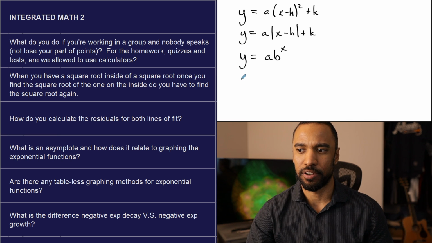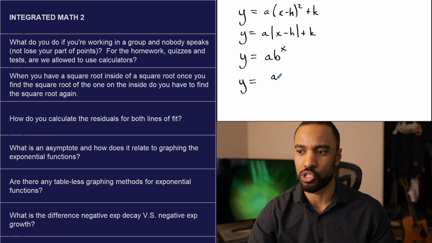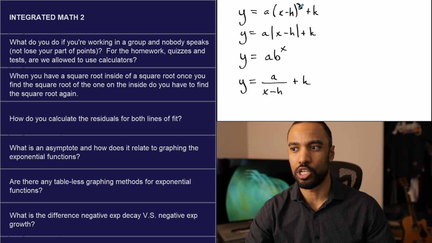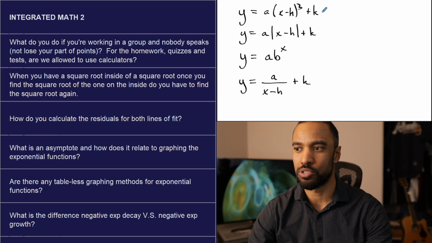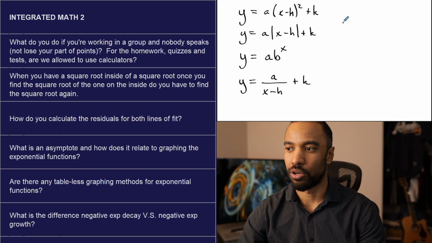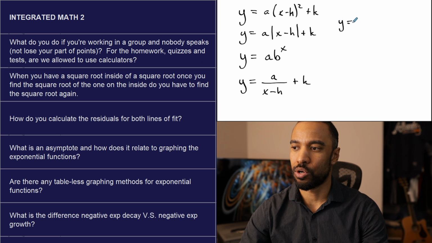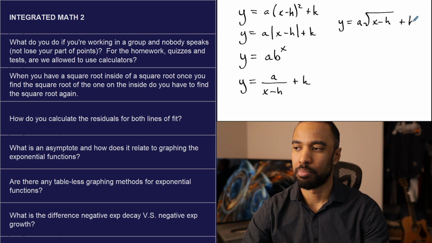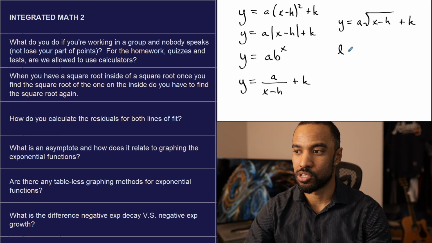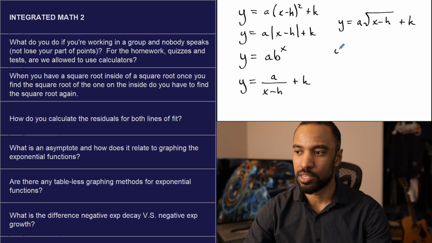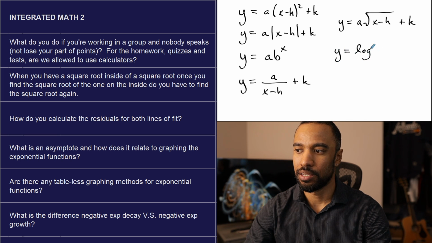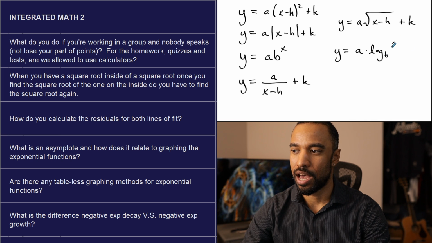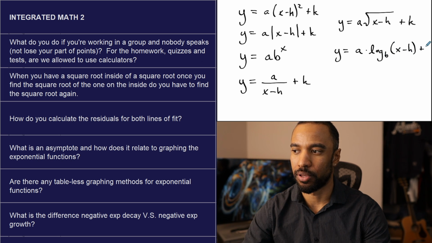And by the way, these are not the only ones that do tableless graphing, guys. I just mentioned rational functions. You might not know what they are yet. Rational functions do them: a over x minus h plus k. Cubic functions, you can cube. Quartic functions, you can raise to the 4th power. Those also occur. Radical functions: y equals a times the square root of x minus h plus k. Logarithmic functions: y equals a times log base b of x minus h plus k.